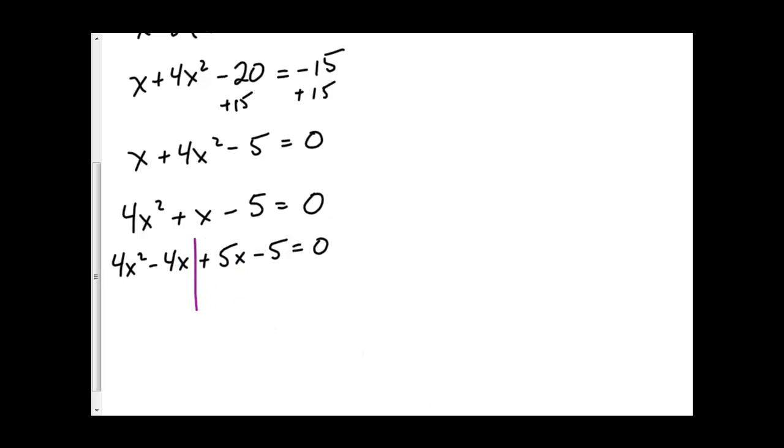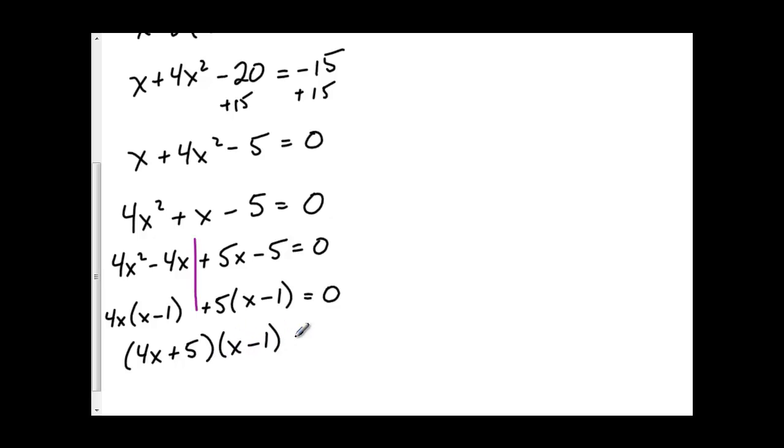Now I'm going to factor both sides of my equation. Out of the first two terms I can take out a 4x, and I'm going to be left with x minus 1. Out of the second two I'm going to be left with a 5, which will leave me with x minus 1, which means my factors are going to be 4x plus 5 and x minus 1. To get a solution, both of these factors are going to have to be equal to 0. To make this one equal to 0, x is going to have to be negative 5 over 4.